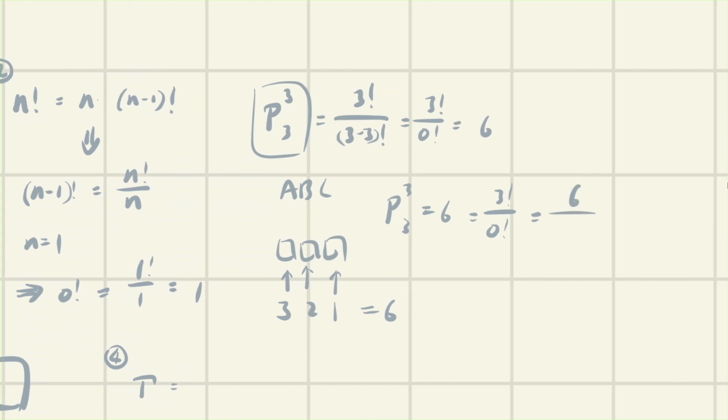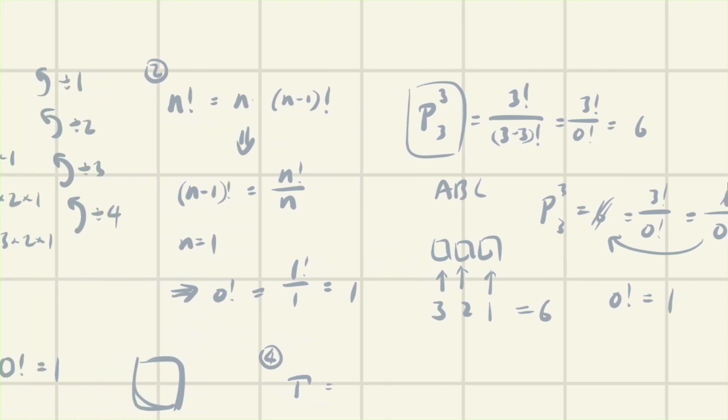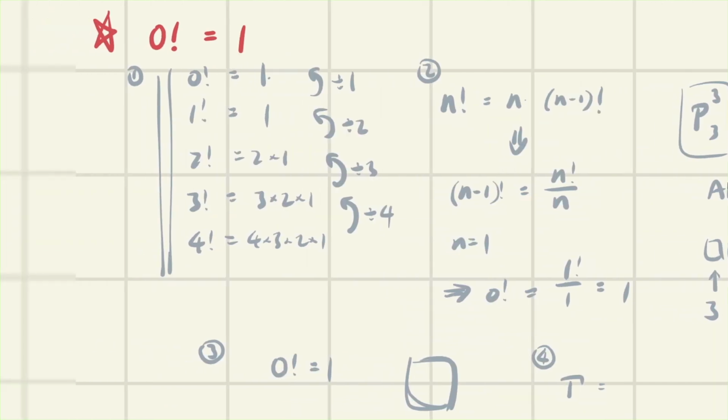So from the formula, P3 3 equals 6, also equals 3 factorial over 0 factorial, which is 6 over 0 factorial. So if you cancel out 6 and 6 and you put the 0 factorial to the other side, it equals 1. That's why we need to define 0 factorial, so that in situations like these, the formula also works, right? So in this video, 0 factorial equals 1.